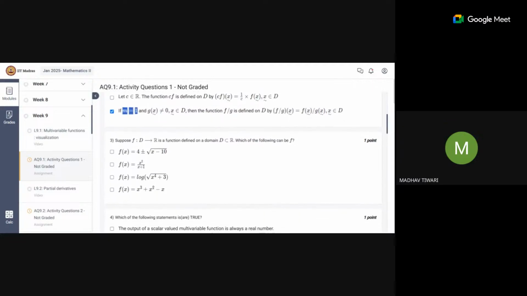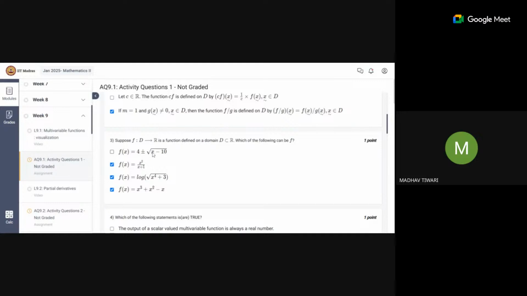Next is this one: which one of the following can be f? It is asking for the domain in R, a single variable, and we have to find which one can be f. A function can't give two values at the same point. This one is giving two, so it is not a function. The others are a rational function, a logarithm function, and a polynomial. Three functions we are having. This one is not, because it is giving two values.